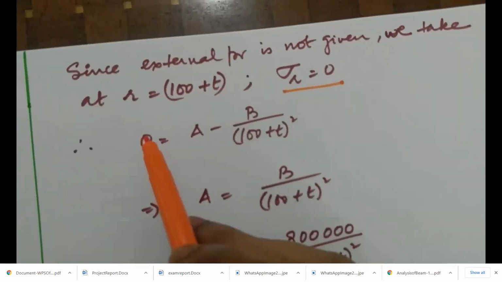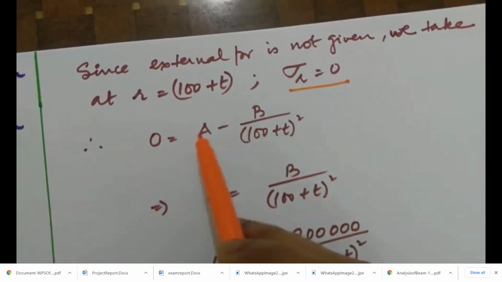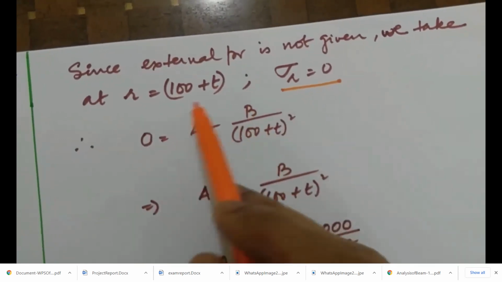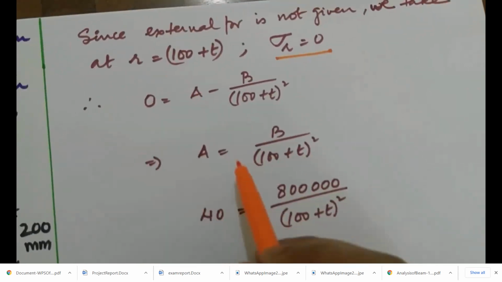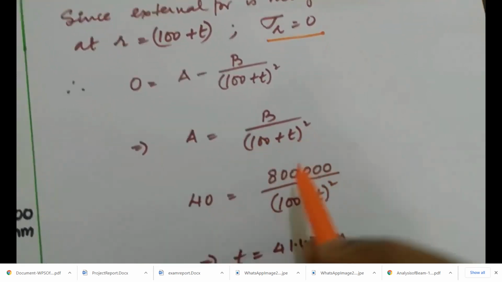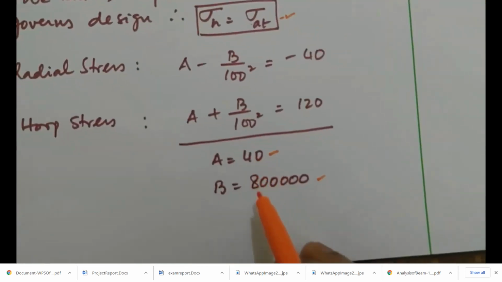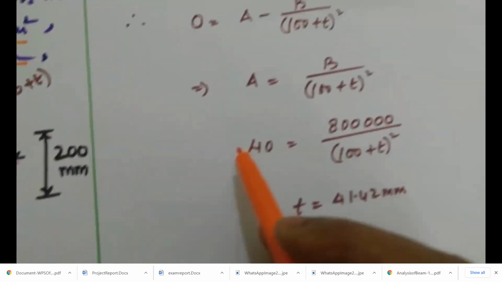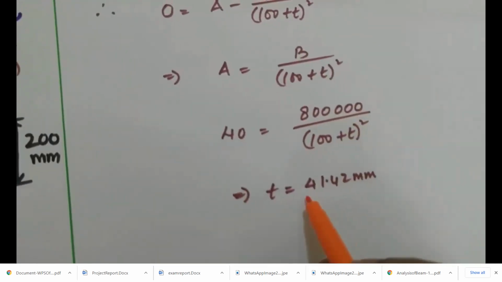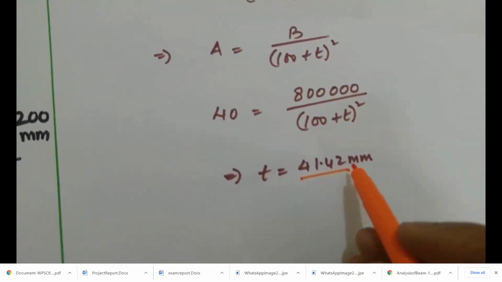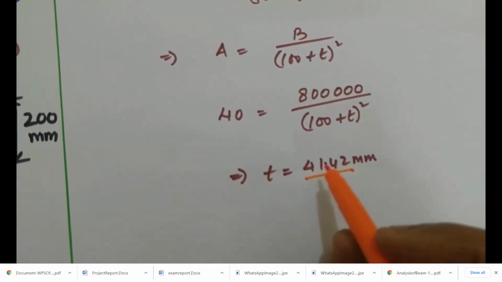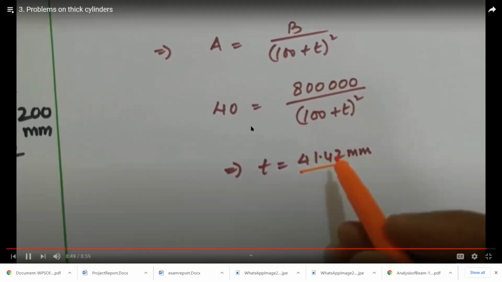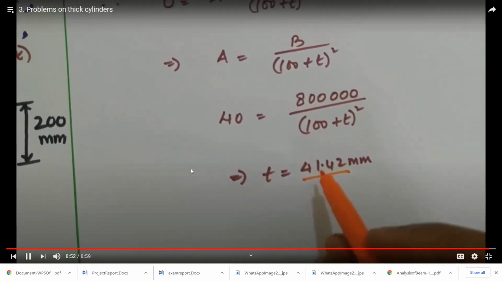So, again substituting in the radial stress equation, A minus B by R square, R here is 100 plus T, the pressure is 0, or A is equal to B upon 100 plus T whole square. Now, substituting the values we have obtained for A and B, 40 and 800,000, we get the value of thickness required as 41.42 millimeters. Now, in practical situations, this value is normally rounded off to a multiple of 25. So, normally it is taken as 50 millimeters.